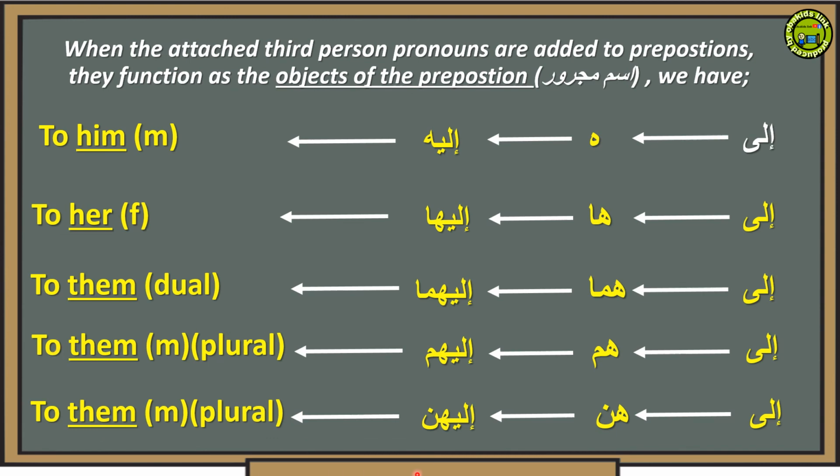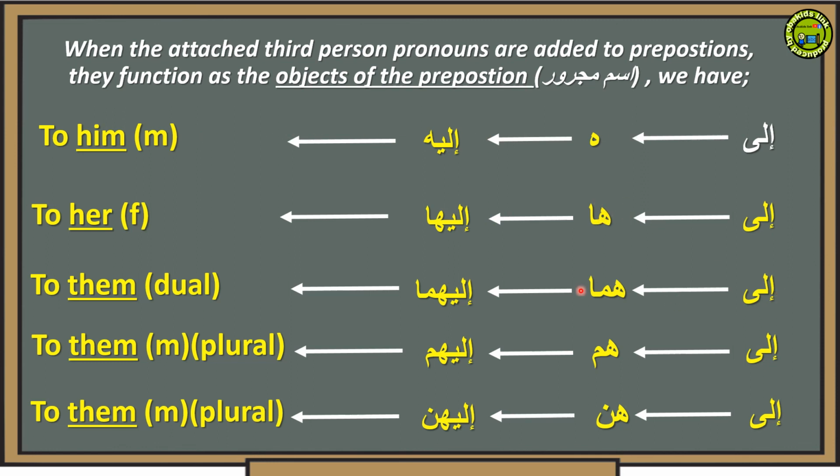When the attached third person pronouns are added to prepositions, it functions as the object of the preposition, اسم مجرور. We have إلى, which means to, plus هو becomes إليه, to him. So the object of the preposition here is هو. إلى plus ها becomes إليها, to her, for feminine. So the object of the preposition here is ها.